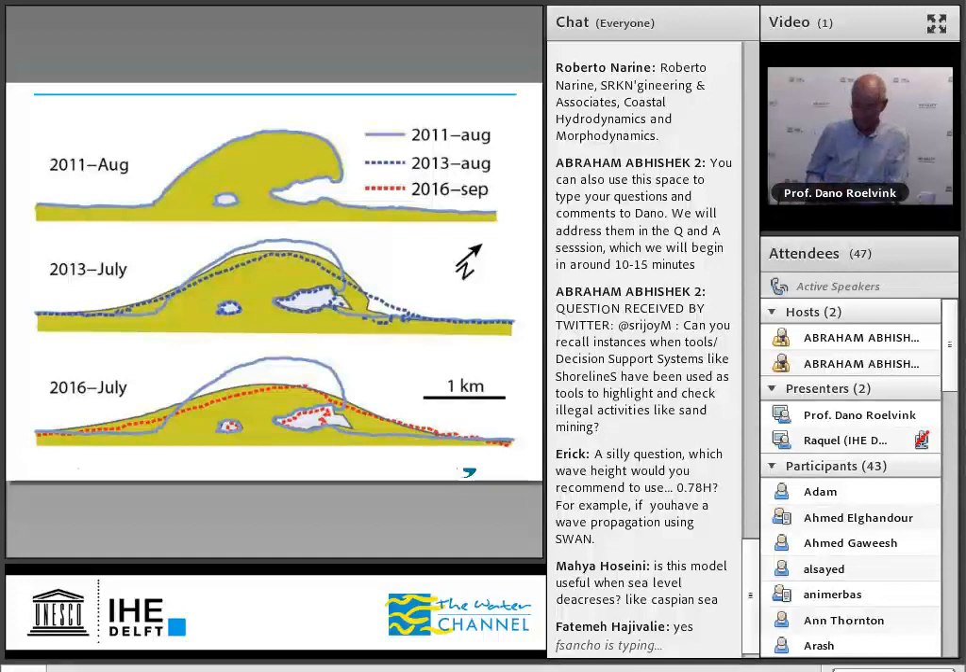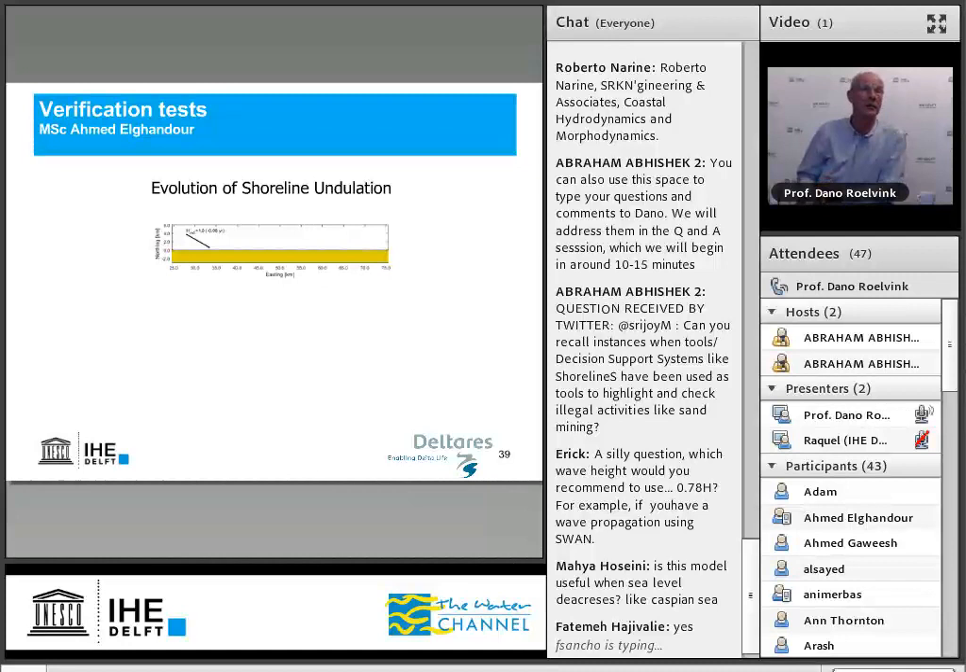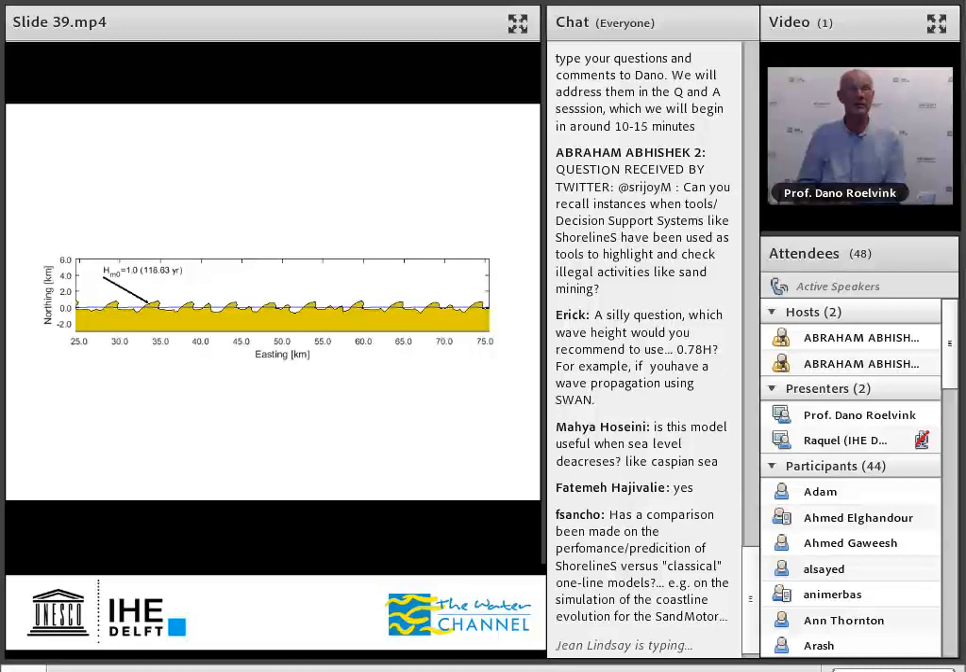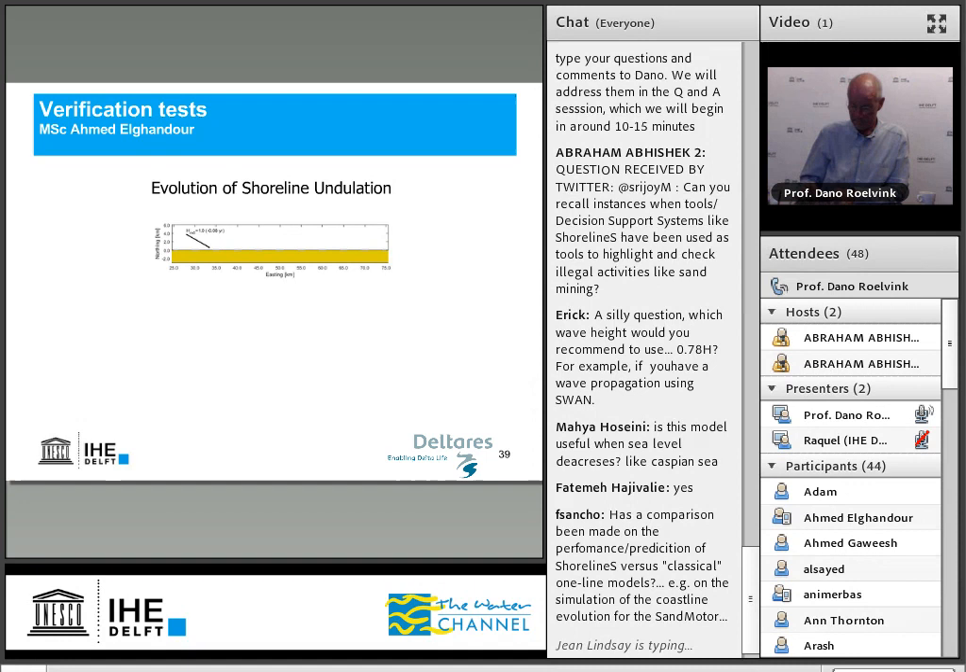So let me quickly go. Here's the model showing the same kind of undulations as in the original paper by Andrew Ashton. So you see that out of small disturbances, these shoreline instabilities grow, and they grow into large flying spits. And we can go back, thank you. These end up looking very much like the ones we see in nature.